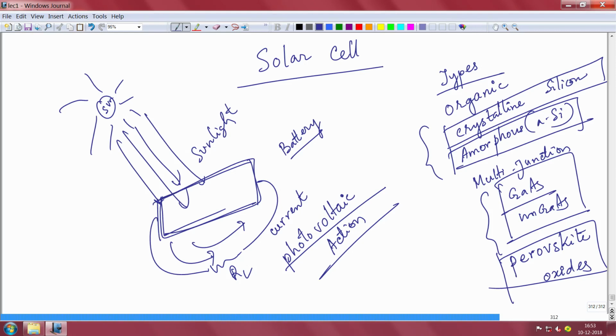But a solar cell behaves like a battery in the sense that it gives you electricity without any bias voltage. You don't have to apply any voltage. Of course, you don't have to apply any voltage, right? Because if you apply voltage and get electricity, then how is it a solar cell? Then it defeats the purpose of being a battery or being a source of energy.